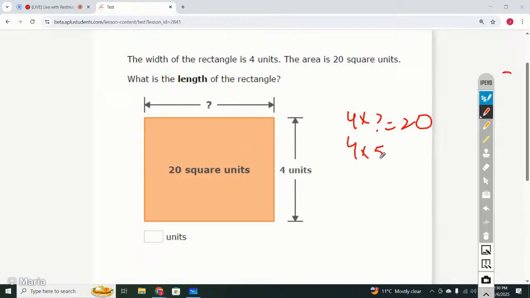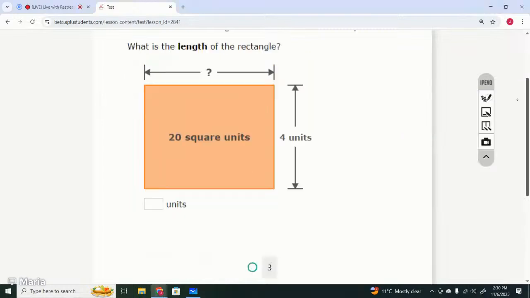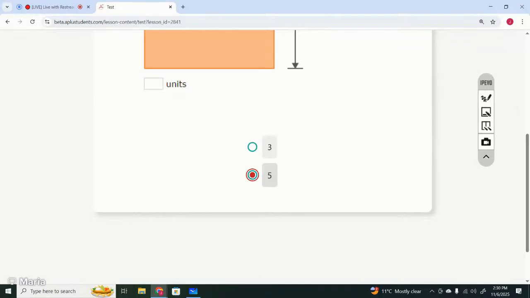Very good. That is 4 times 5 is 20. So the length is 5. Got it? The correct option is option number 2.